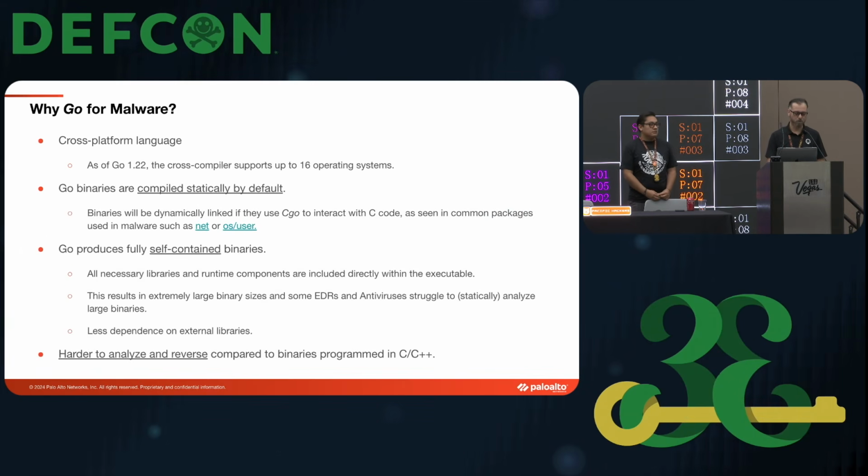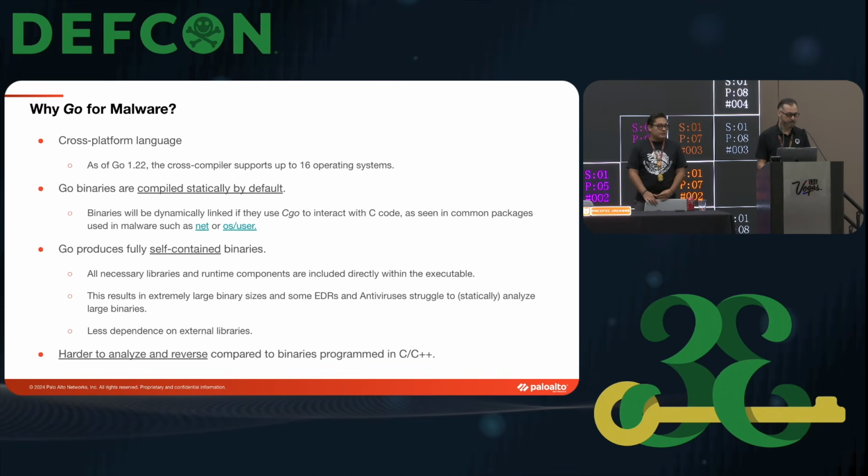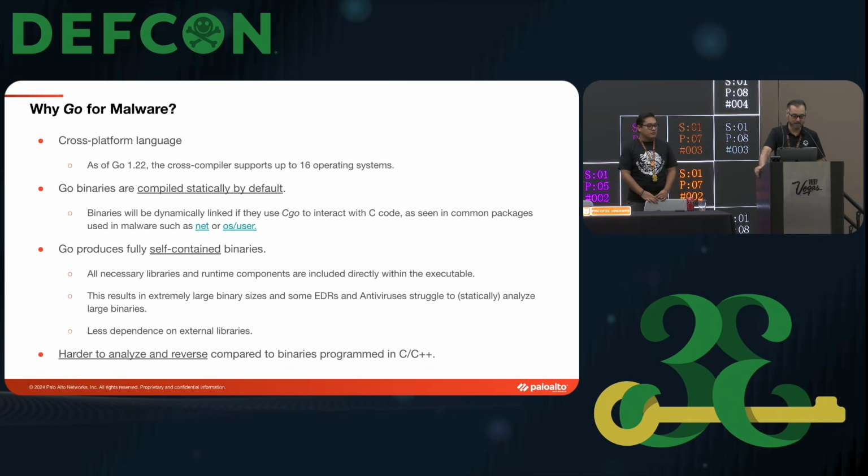All right, so why Go malware? Why are malware writers interested in using this programming language? First of all, it is a cross-platform language, which means we have support for up to 16 operating systems. Also, the binaries are statically compiled by default, which means that obviously we will be dealing with larger binaries. These binaries can also be dynamically linked if you are using the CGO implementation.